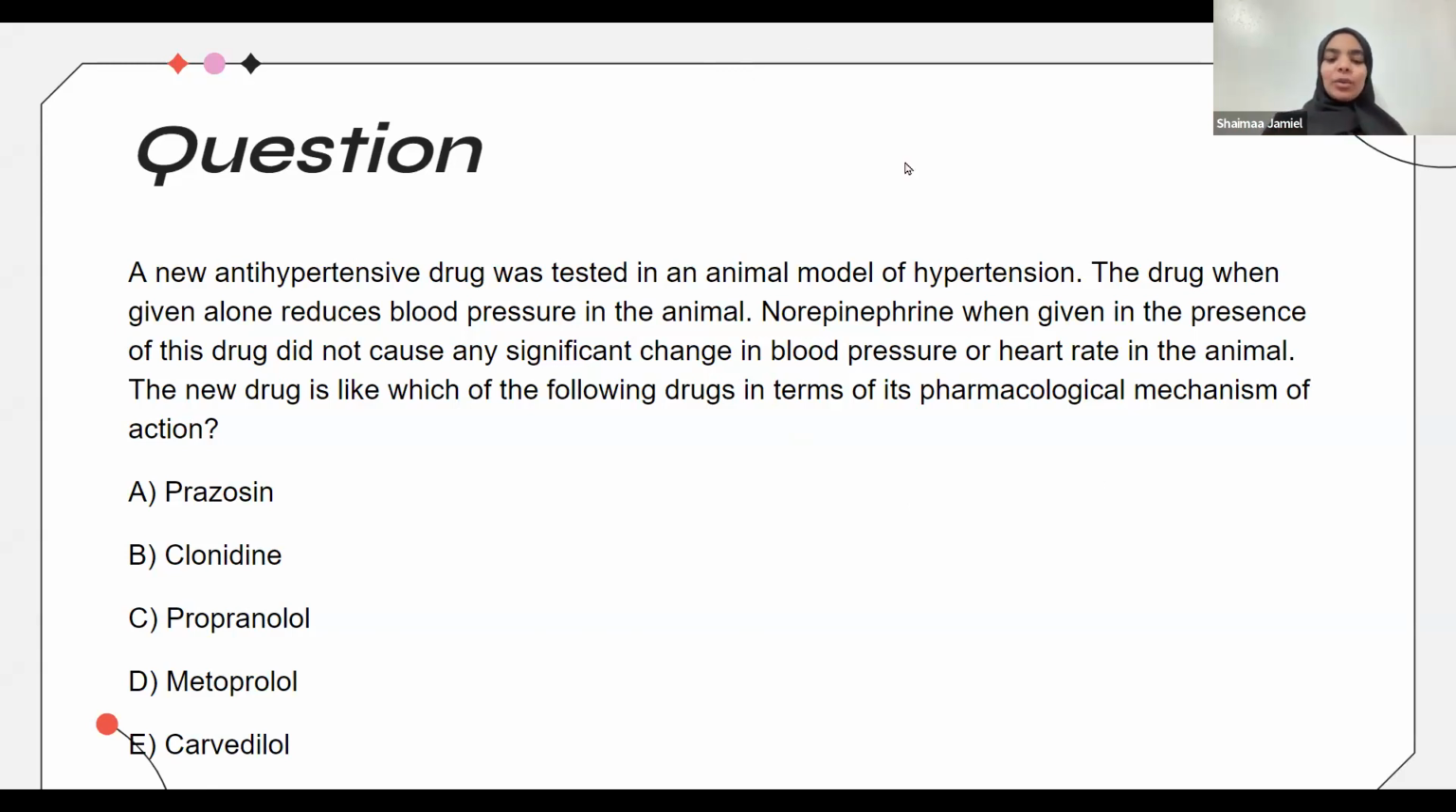So basically, the question is asking which drug blocks both alpha and beta, and therefore when you gave norepinephrine, nothing happened because it blocked both alpha and beta. So what's the answer? E, two E's and one C.